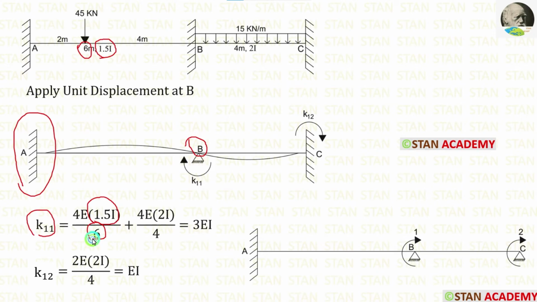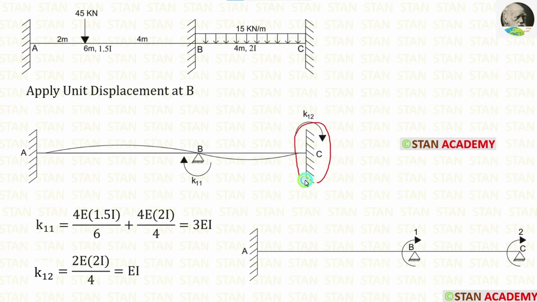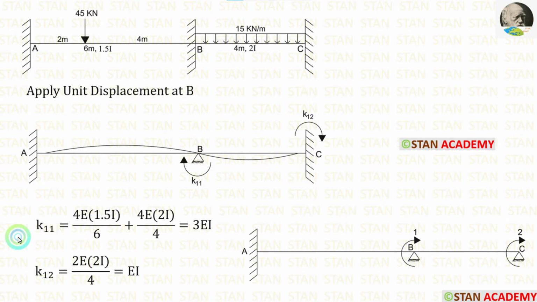Let's apply that. Now let us look on the right of B. On the right of B also, we are having a fixed support. So we have to apply the same formula 4EI upon L. The moment of inertia for BC is 2I. So instead of I, we have to apply 2I. The length is 4 meter. After adding these two values, we are getting 3EI.